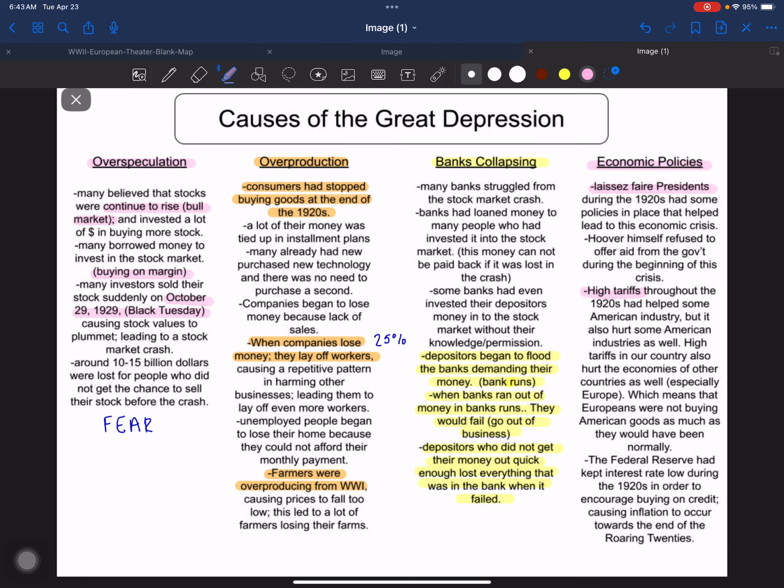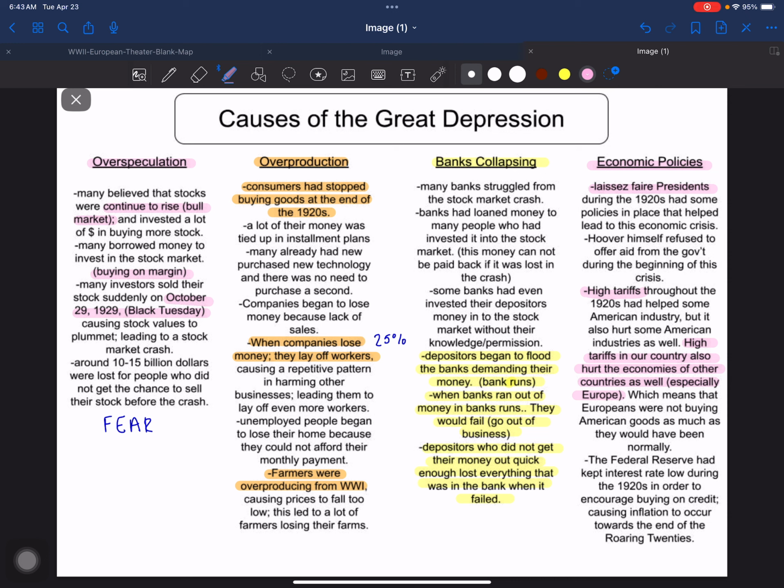But what it did, and this is so very important, is high tariffs in our country are not only going to eventually hurt our economy, but they're actually going to hurt Europe's economy as well. And that happens because when we raise tariffs in our country, the countries that we trade with and that we raised tariffs on, they did the same thing in their countries. It's called a retaliatory tariff. And we've covered that in the past unit.